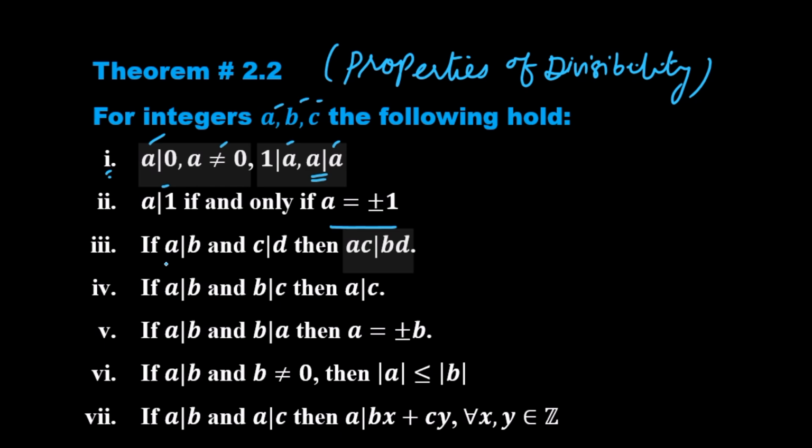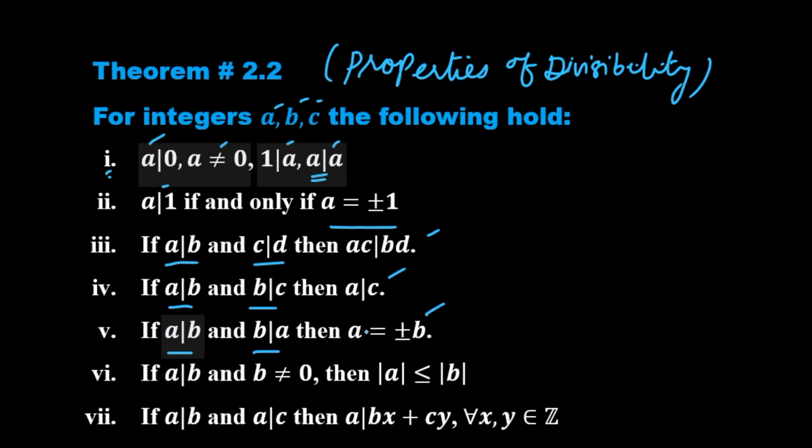If a divides b and c divides d, then ac divides bd. If a divides b and b divides c, then a divides c. This is the transitive property of divisibility. The fifth one: if a divides b and b divides a, then a is equal to plus or minus b.